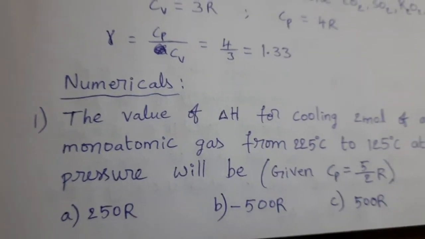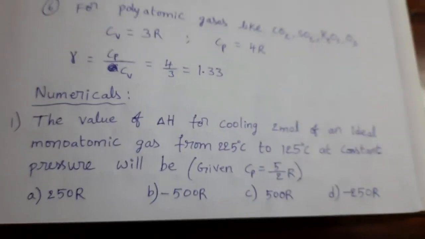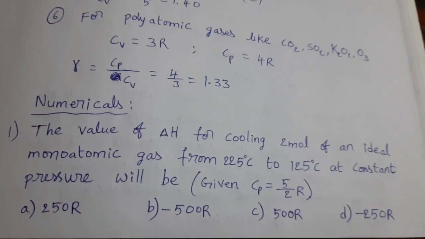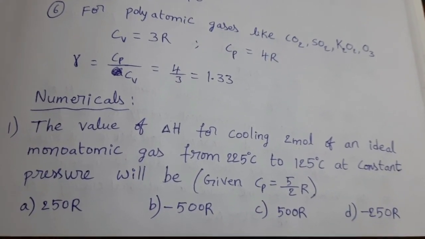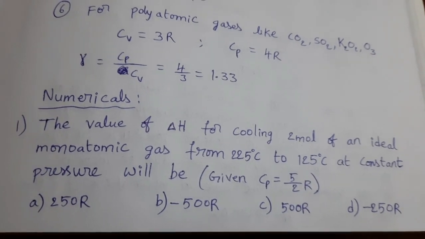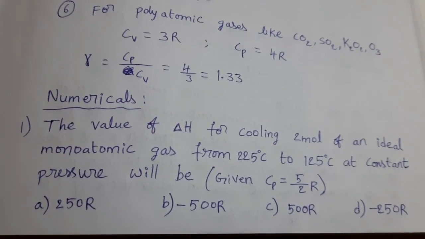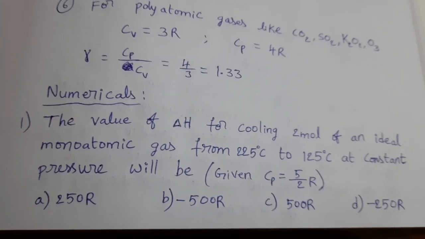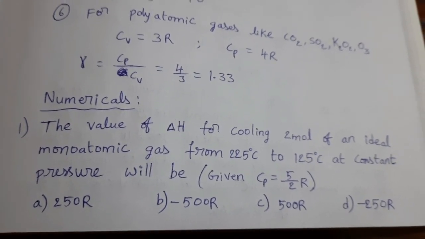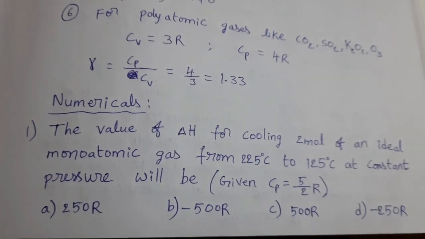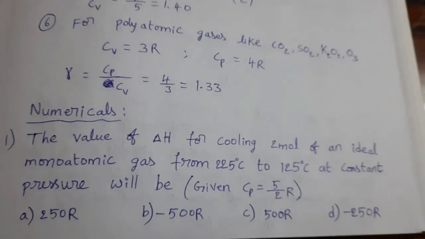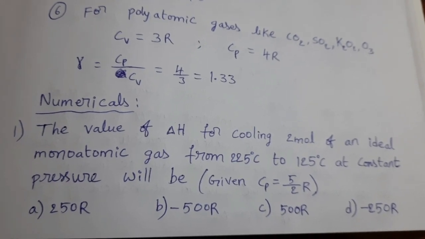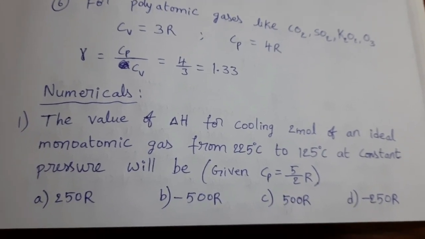Here one more numerical is there. The value of delta H for cooling 2 moles of an ideal monoatomic gas from 225 degrees Celsius to 125 degrees Celsius at constant pressure will be, given Cp equal to 5 by 2 R. Okay. So Cp value is given, initial and final temperatures are given, we should calculate delta H.